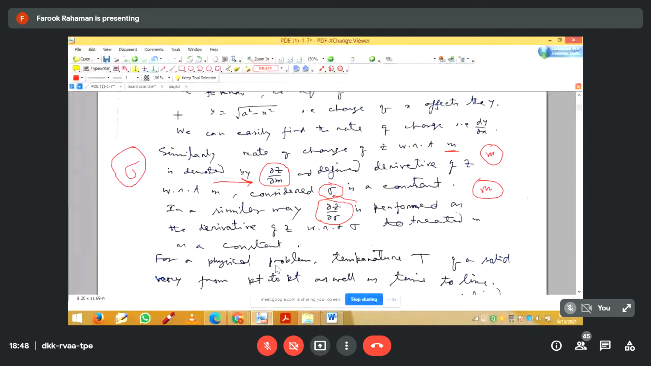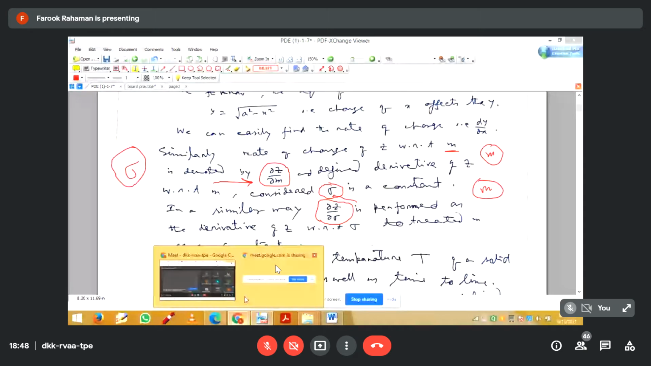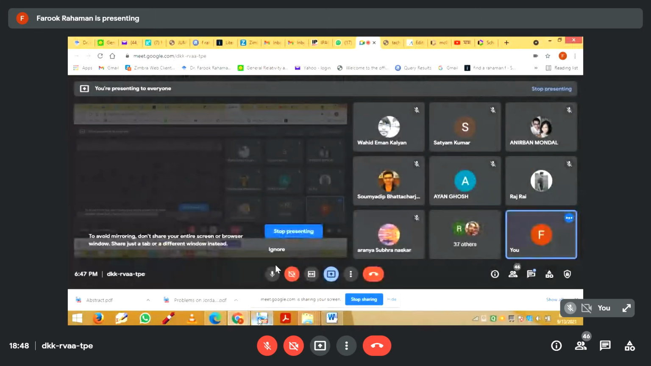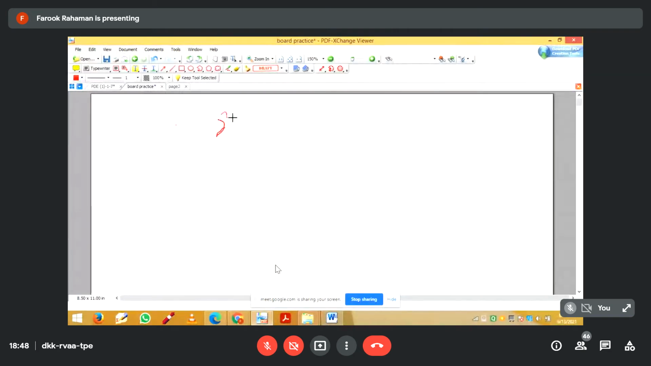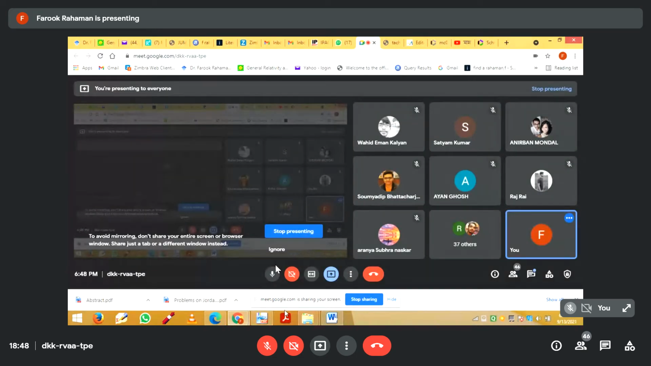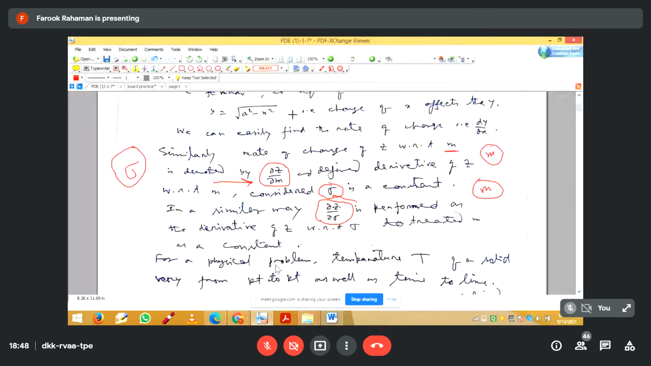And not only the first order, you can also find the second order. We use this symbol like this. For this differentiation, you take an ordinary differentiation, but keep m fixed as a constant. So in this way, one can find several differentiations: first order, second order, third order, and so on.